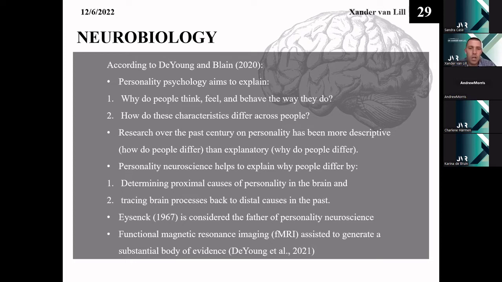Research over the past century has been more descriptive, on how people differ, but less explanatory in some sense. Colin de Jong is of the opinion, and I'm inclined to agree, that personality neuroscience can help us explain how people differ in two important ways. Firstly, if we can see that personality is associated with particular brain structures, we also know that these things have evolved and cemented in our history. As a consequence, we can theorize about their proximal causes based on evolutionary psychology for their existence in the brain.